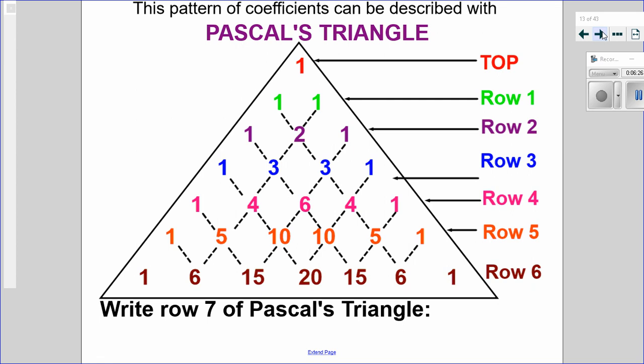Now that pattern that we were just talking about is Pascal's triangle. You always start and end the row with 1, and each term is found by adding the terms before. So you see here's row 4 that we just did. 1, 4, 6, 4, 1.